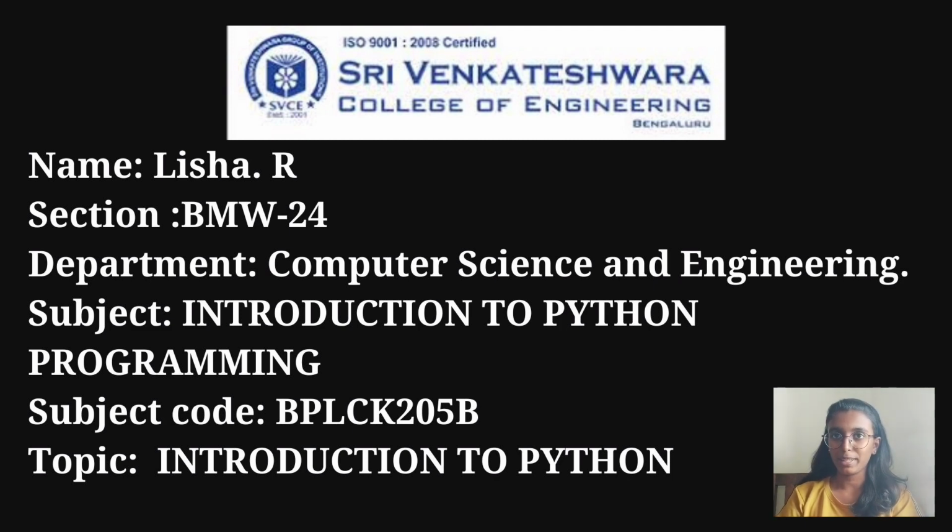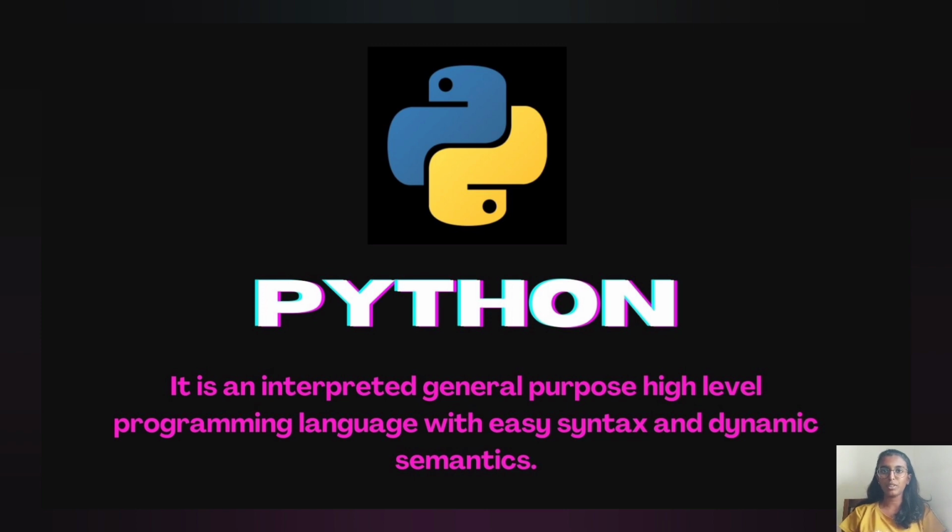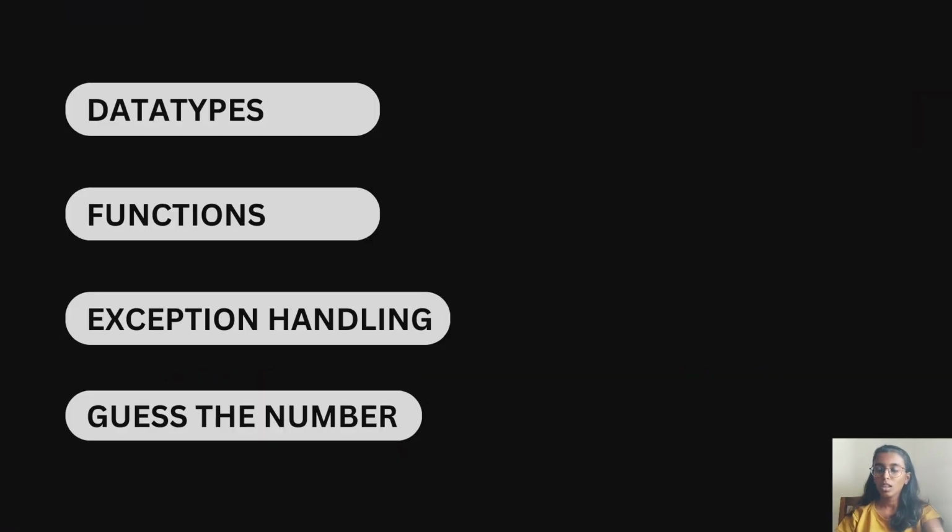I am here to explain the introduction to Python programming. Its code is BPLCK205B. The topic is Introduction to Basic Python. It is an interpreted, general purpose, high-level programming language with easy syntax and dynamic semantics. Now let's move on to data types of Python, functions, exception handling, and the guess the number program.